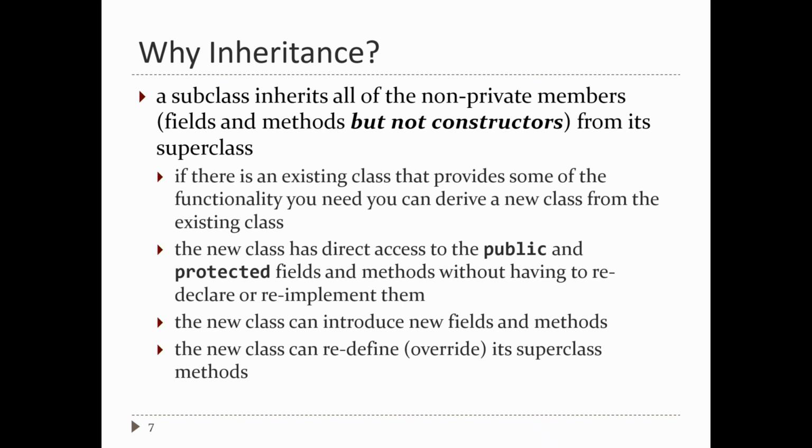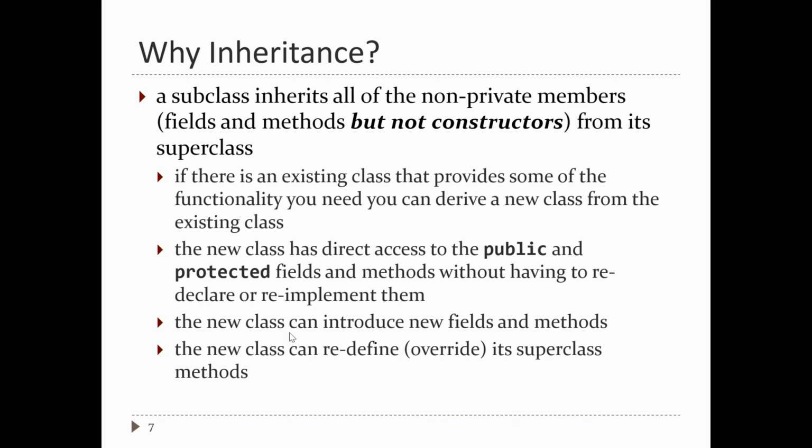When I say inherited, I mean your subclasses get those fields and those methods. And you don't have to repeat those fields or methods in your subclass. So if there's an existing class that provides some of the functionality you want, you can simply derive your new class from the existing class. The new class gets all of the public and protected fields and all of the public and protected methods that the superclass had. That means the subclass is immediately functional, assuming the superclass is also functional.